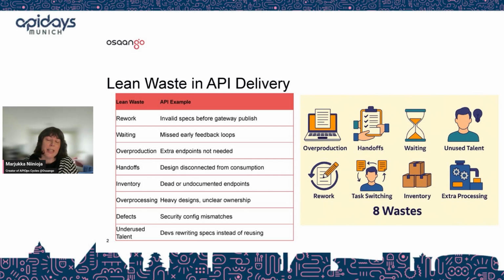I want you to just focus on the 8 wastes of lean management and how they show up typically in API delivery and how we can remove those wastes and make ourselves more productive. So first is rework. So we have invalid specs before gateway publishing.